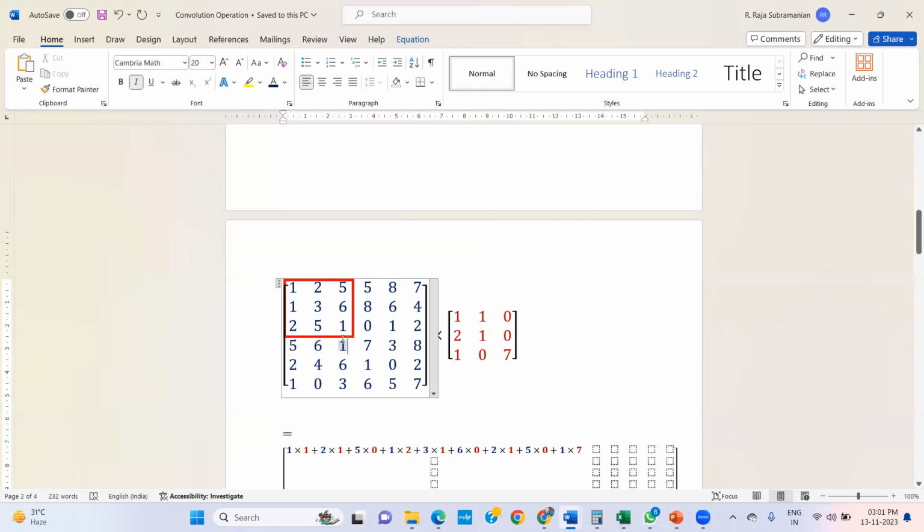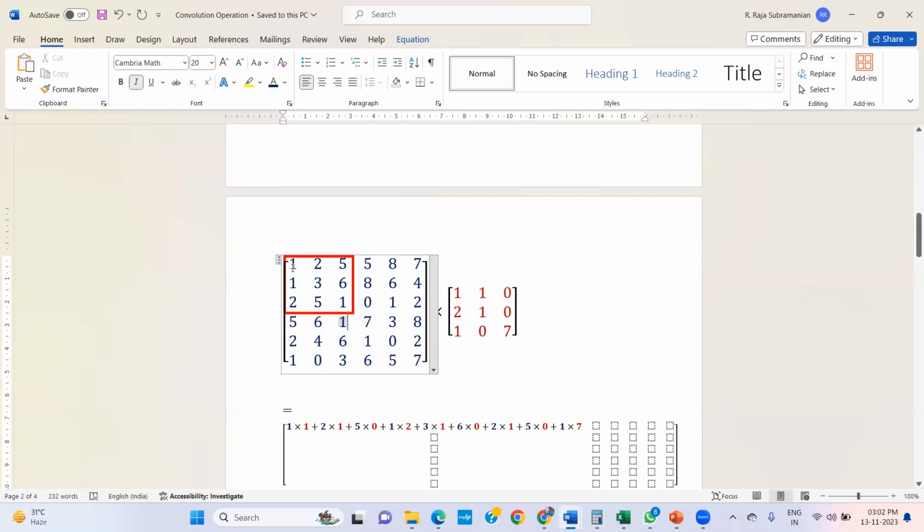And if you see the red box which I have put here in the original image, it is equal to the size of the filter. So my filter size is 3 cross 3. So inside the original image as well, I put a 3 cross 3 box, meaning that I have to multiply scalar-wise each component in the image with the filter component. So 1 into 1 plus 2 into 1 plus 5 into 0 plus 1 into 2 plus 3 into 1 plus 6 into 0 plus 2 into 1 plus 5 into 0 plus 1 into 7.